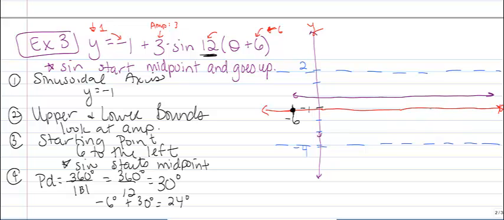So let's come over here. It doesn't have to be perfect, but try our best. -6 degrees, 24 degrees. All right, that's our ending spot. You can go ahead and mark it right on the axis because it's going to start and stop in the same spot on the sinusoidal axis.